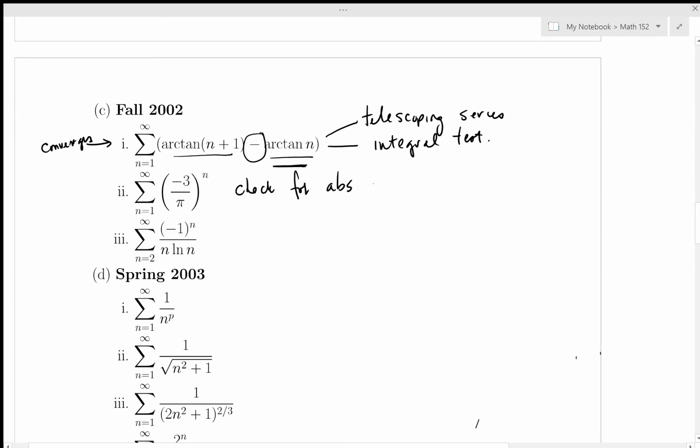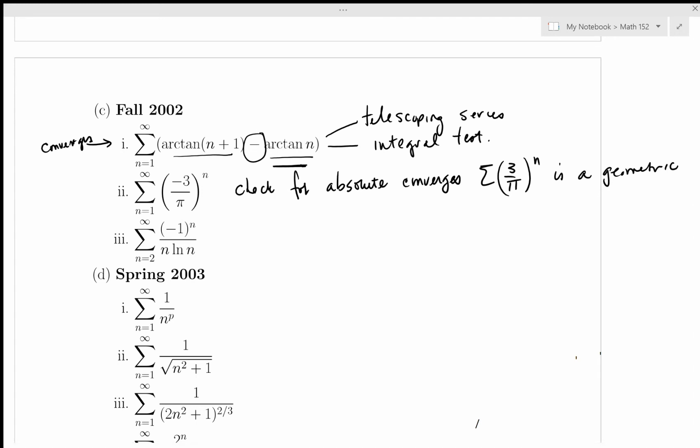I'm thinking here, check for absolute convergence. Why does that immediately spring to mind? Because if it converges absolutely, then it's going to converge. And also I see that this 3 over pi to the n is geometric, and that's easy to understand if it converges or not. And this one does converge because 3 over pi is less than 1. So the common ratio is less than 1.